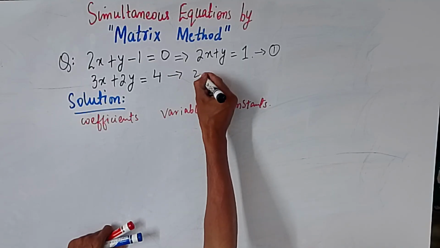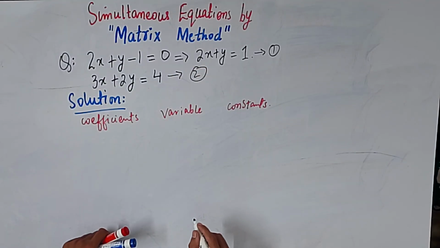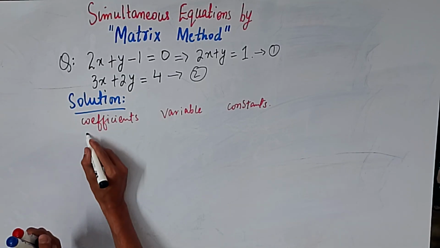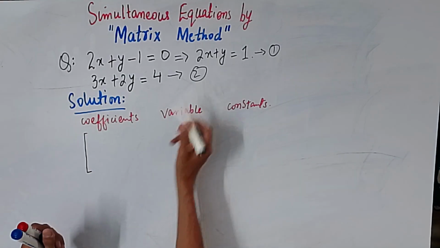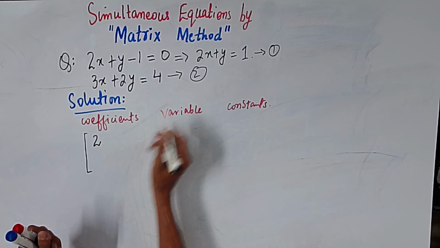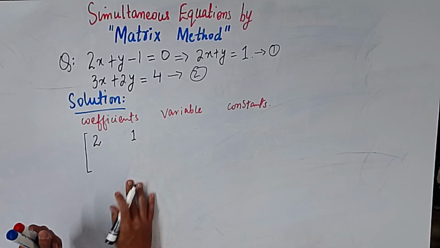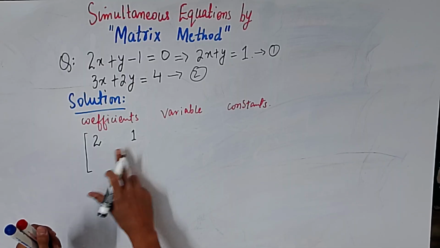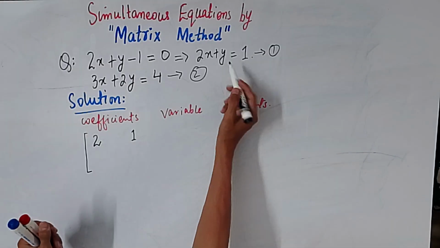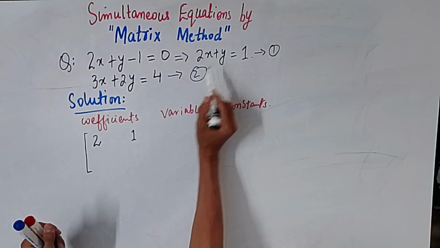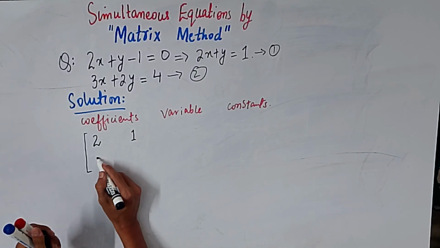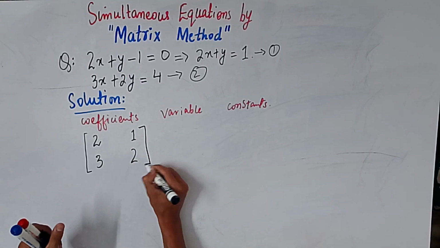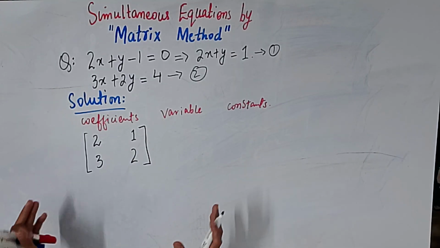So now you will use this equation and this equation to make matrices. So as I said, there will be total three matrices. So for coefficients, you will have a matrix 2, 1. So first equation coefficients, coefficient of x, coefficient of y, 2 and 1. Because it is written y, so what does it mean? That the coefficient is 1. And second equation, coefficient of x is 3 and coefficient of y is 2. So this is your matrix of coefficients.